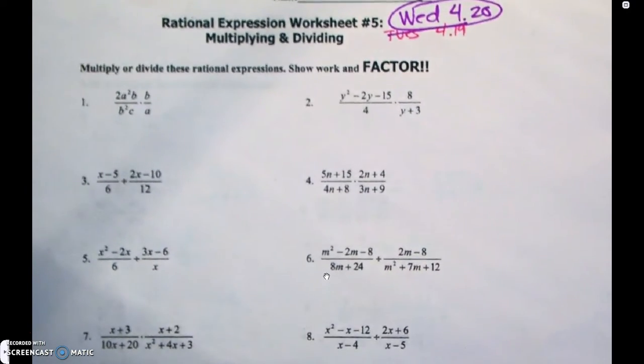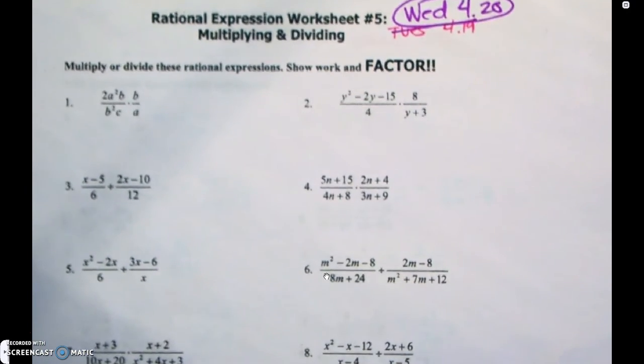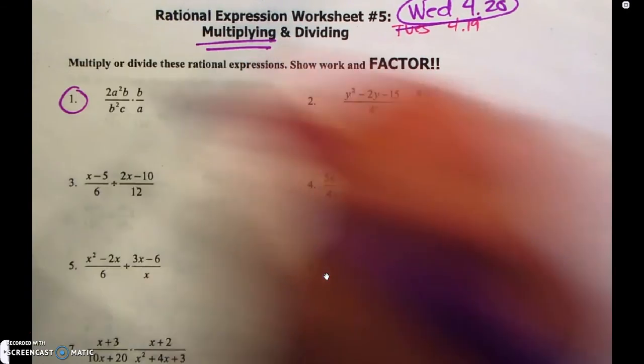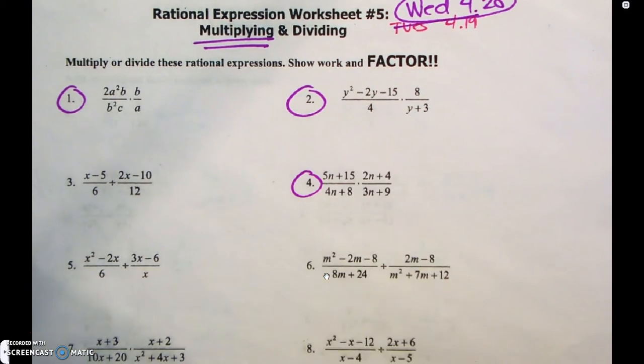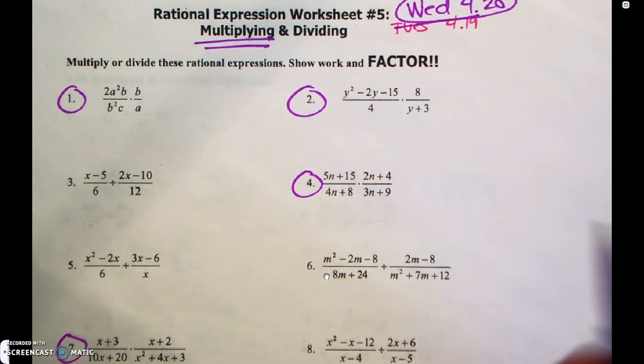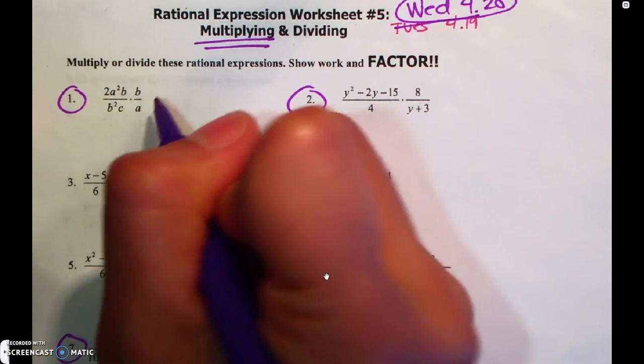Okay, I only expect you to do the multiplying part, which is the ones that have the multiplication symbol. For example, 1, 2, not 3, but 4. Okay, not 5 and not 6, but 7. Okay, and so on. So I'm going to give you 3 examples and then you can use those to help you do the rest of the page, worksheet 5 and worksheet 6, all of the multiplication ones.